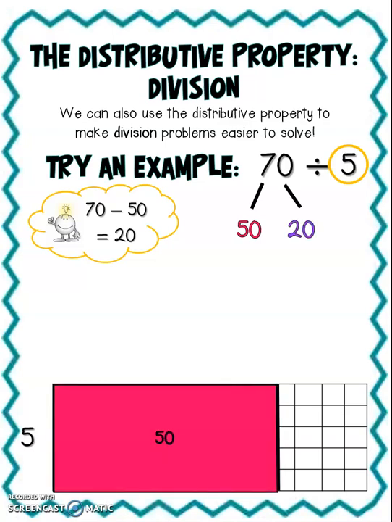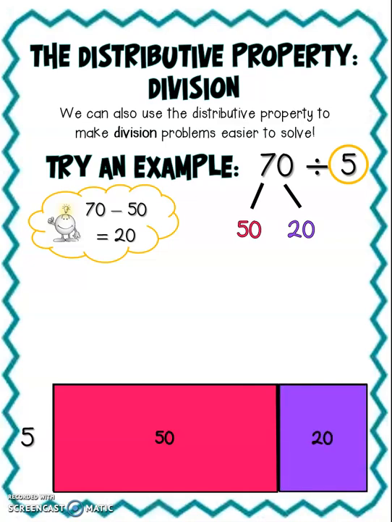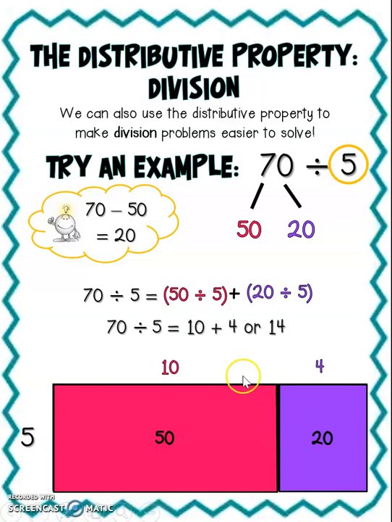So on my picture, that means I have a section full of 50 pieces on the left, and another section of 20 pieces on the right. Well, now I have to figure out how many columns they were split into. I can do 50 divided by 5 to tell me how many columns this pink section was made up of, which would be 10. And then I can do 20 divided by 5 to tell me how many columns the purple section was made up of, which would be 4. To find my final quotient, I would just add together these top two pieces of 10 and 4 to tell me that 70 divided by 5 is 14.